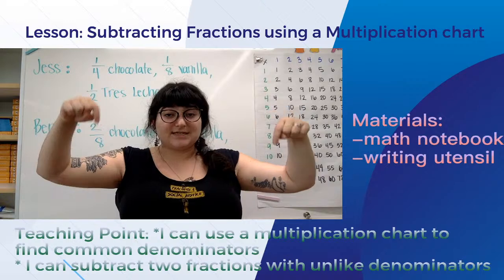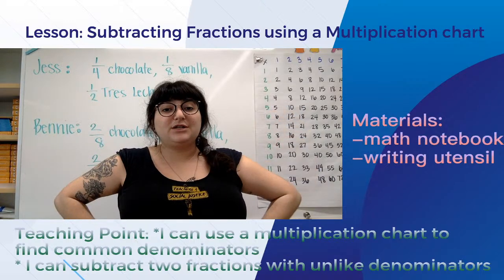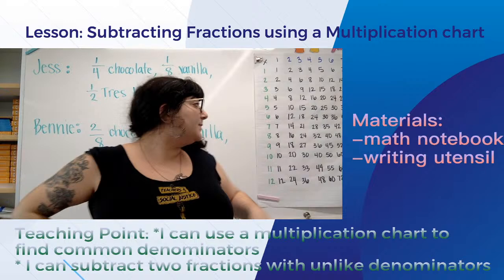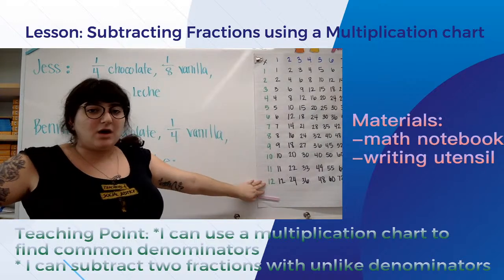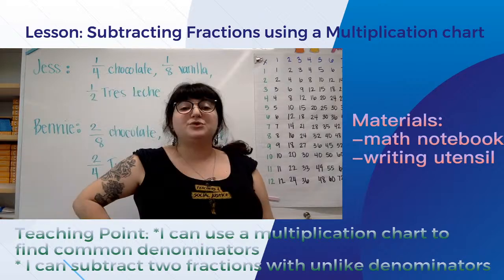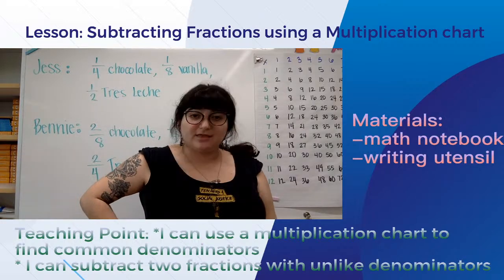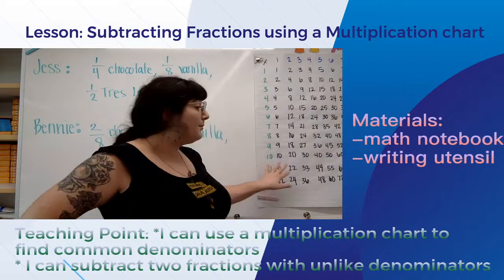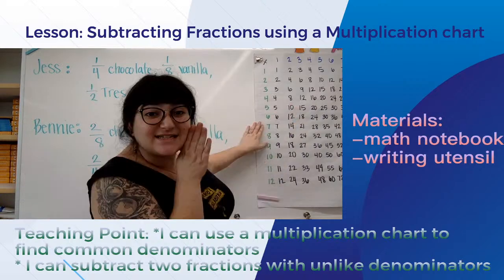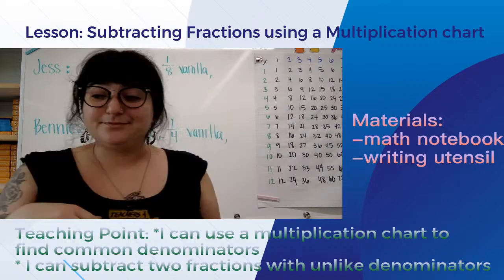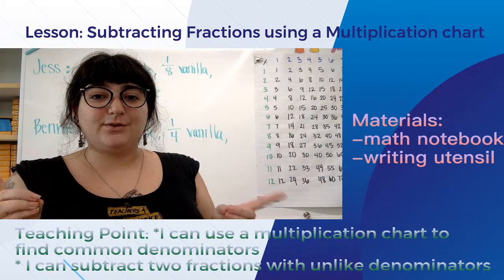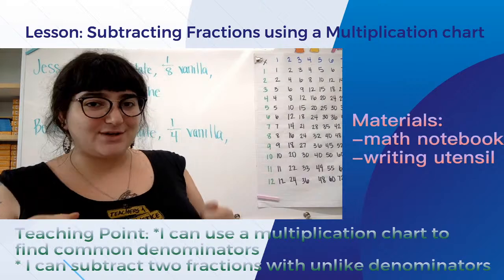Look at this teaching point below. We are going to continue using a multiplication chart to find common denominators. We're also going to be able to subtract two fractions with unlike denominators by finding the common denominators here on our multiplication chart. Double check that you have your math notebook and a writing utensil so that we can get going.